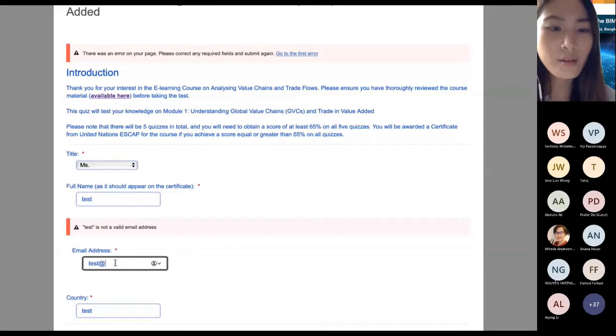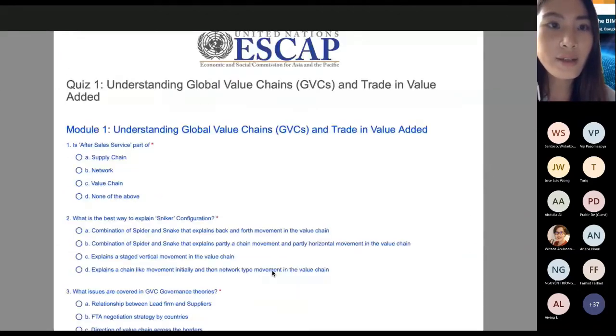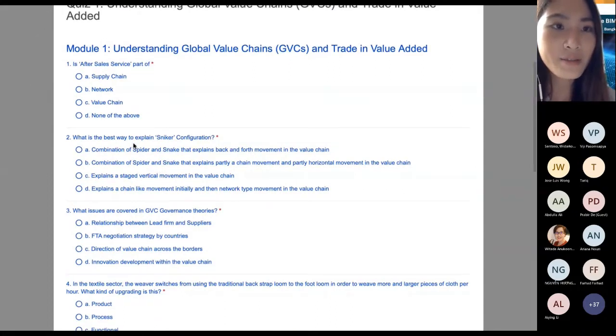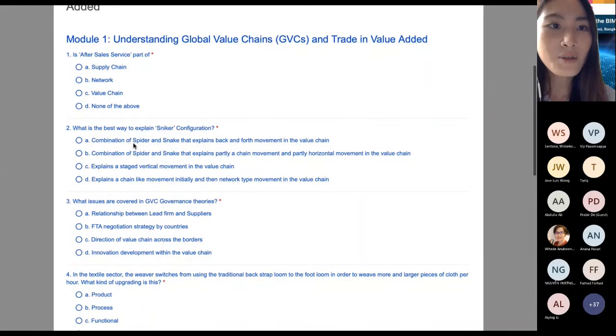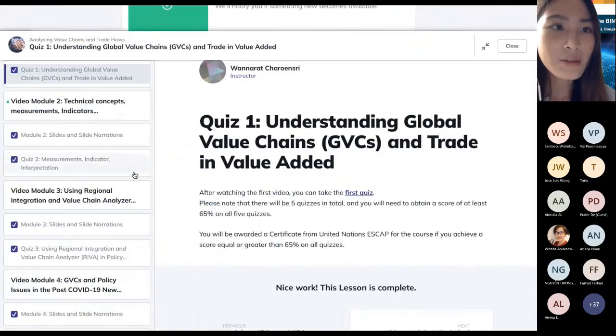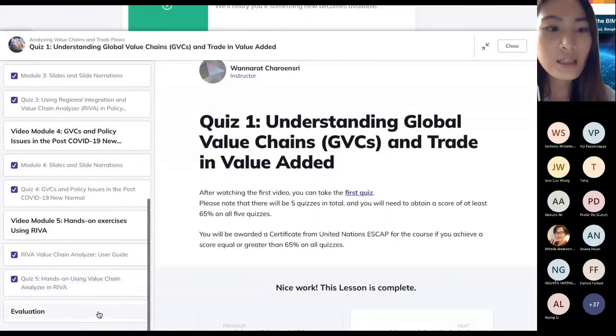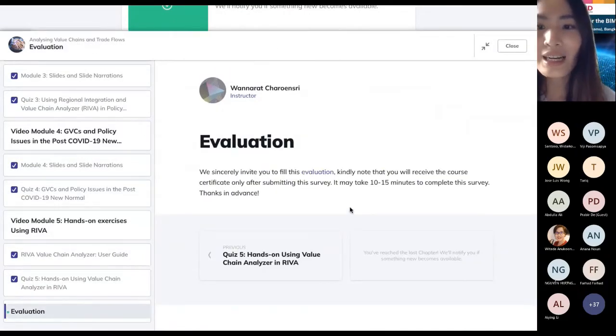After you fill in everything here, you will be taken to the multiple choice quiz. All choices are available here, and you will need to answer all questions. To pass the quiz, you need to get 65% correct. As BIMSTEC mentioned, we have 5 modules in total, and each module has a quiz. So you need to pass all quizzes by getting 65% or more correct answers, then you will get a certificate from the United Nations ESCAP. Also, during the evaluation, in the last section here, it will take you just 10 to 15 minutes to complete this survey. And if you have any suggestions or comments, you can let us know by filling in this form.